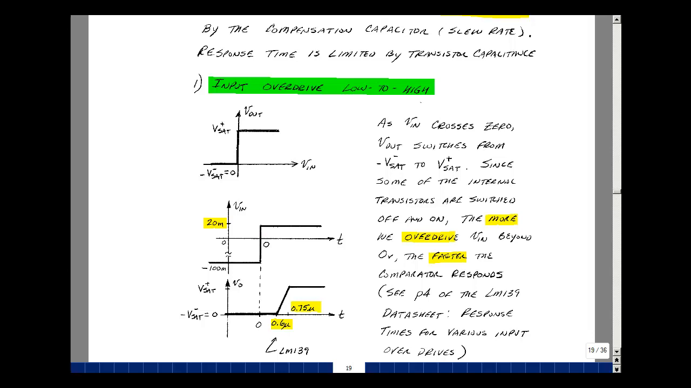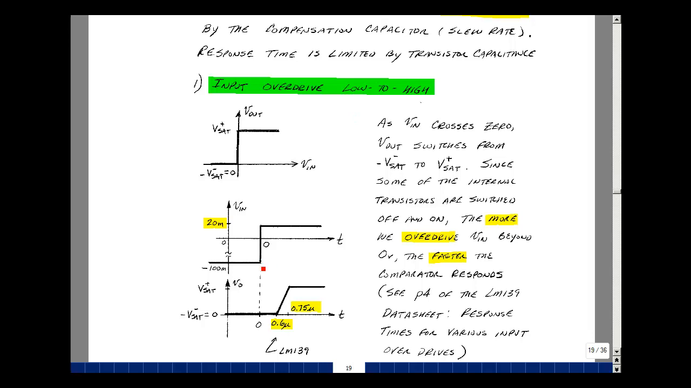What I've taken is a shot of the sketches on page 4 of the data sheet that shows what happens. There's a little bit of a time delay, and then there's eventually a rise time, and it goes to the output value of the saturation voltage, which is roughly the positive power supply. In this particular case, it was 20 millivolts of what's called overdrive. This is overdrive going from low to high on the input.